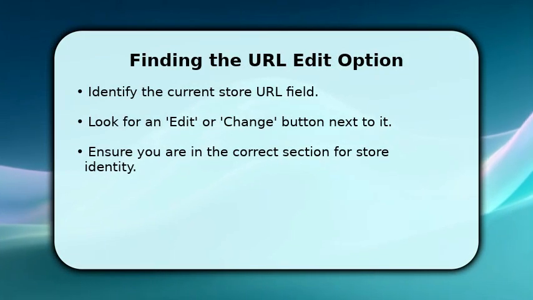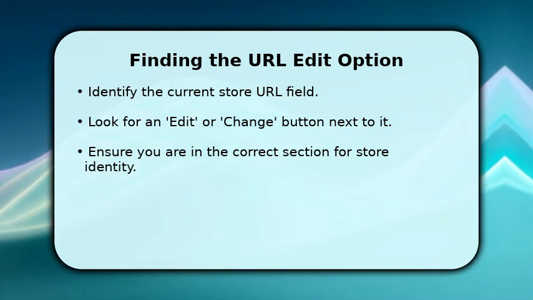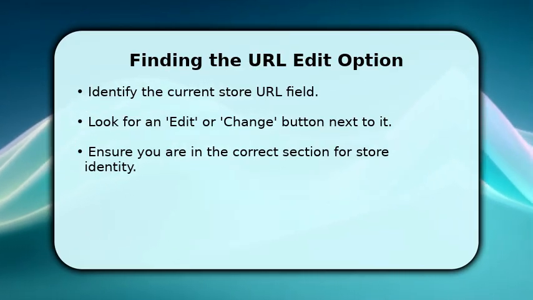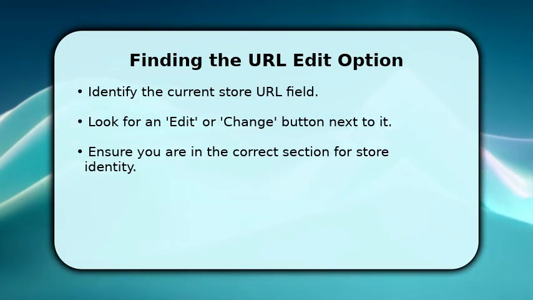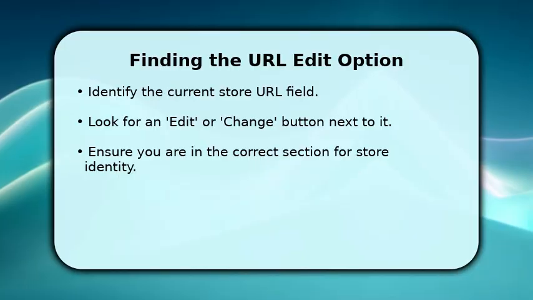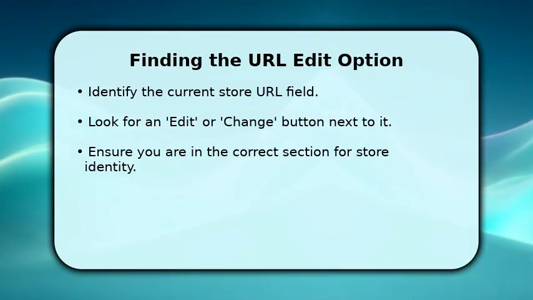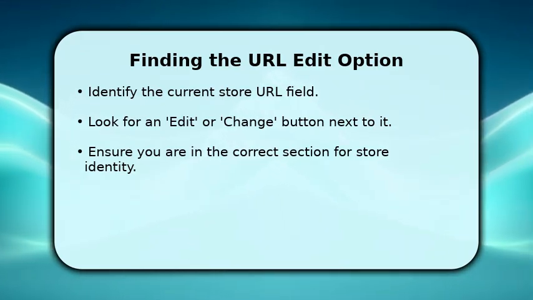Next, within the Store Settings or Basic Information area, you will see your current store URL displayed. Carefully locate this field. There should be an Edit or Change button positioned right beside it, allowing you to modify the existing address. It is crucial to confirm you are in the correct section, as this ensures you are altering your primary store identity and not another setting. Take a moment to double-check before moving forward.